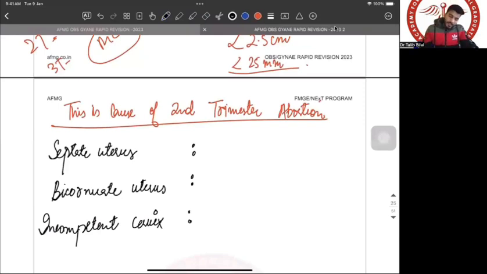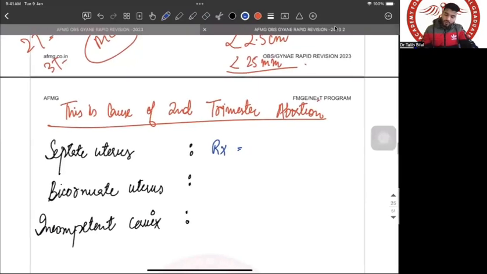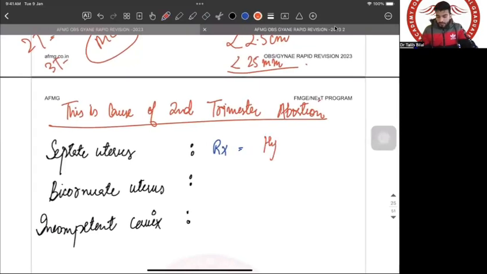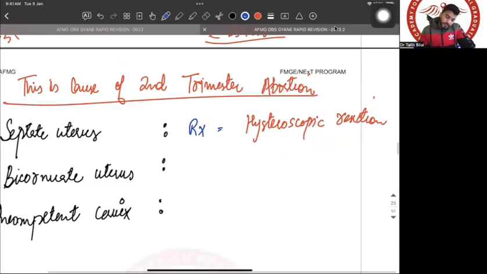If I talk about septate uterus, guys, what is the treatment? The treatment is hysteroscopic resection. If I talk about the bicornuate uterus, the treatment is Strassman metroplasty.